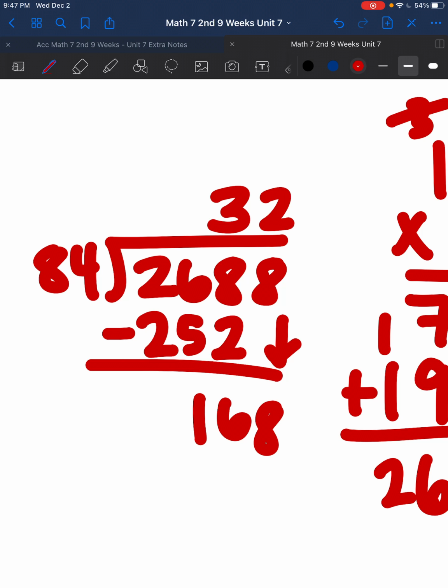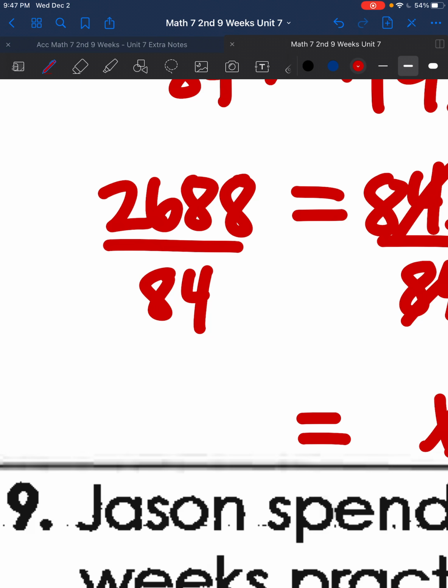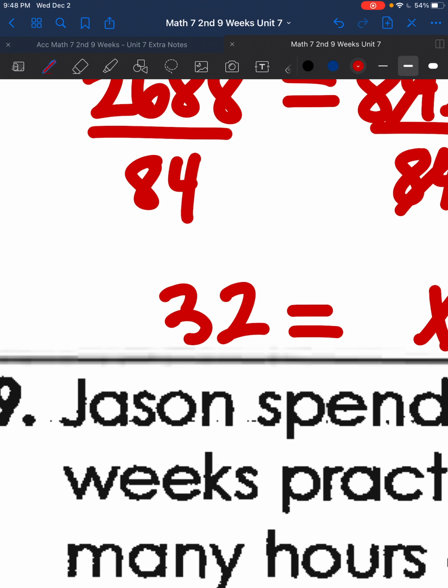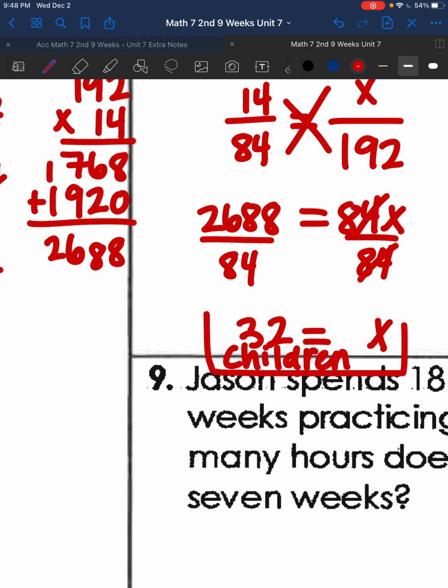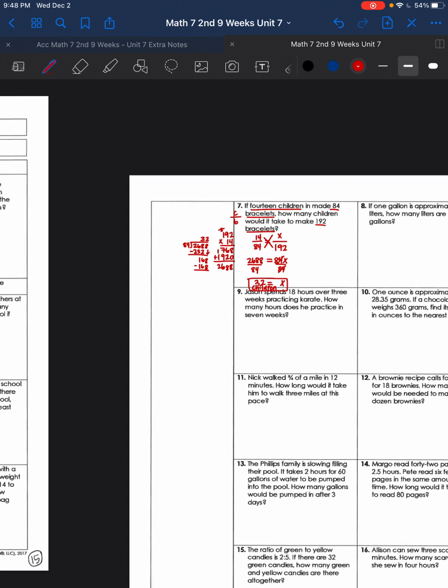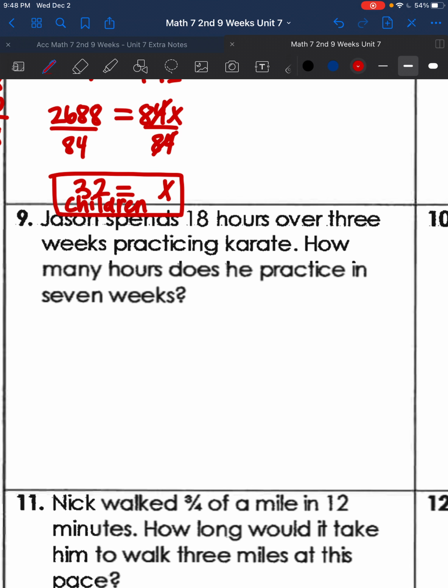Now, how many times does 84 go into 168? Well, 2 times. 2 times 4 is 8. 2 times 8 is 16. So, 32 equals x. 32 what? 32 children. Don't forget to answer your question.